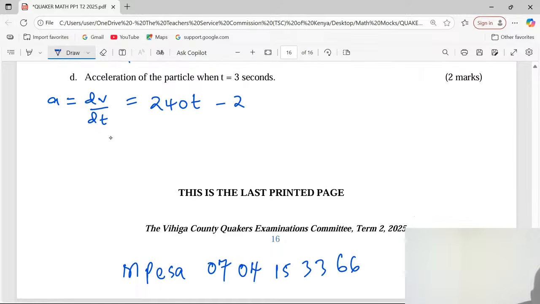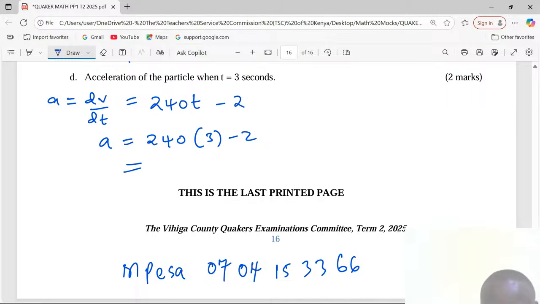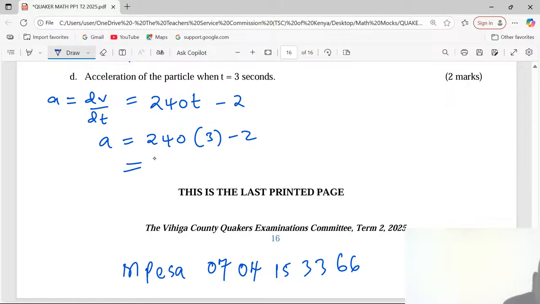So now acceleration shall be 240 into 3 minus 2. This is going to be 718 meters per second squared, now that it is acceleration. Yeah, meters per second squared.